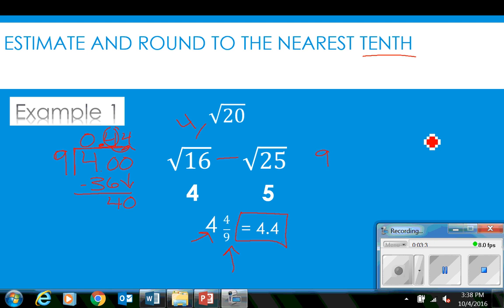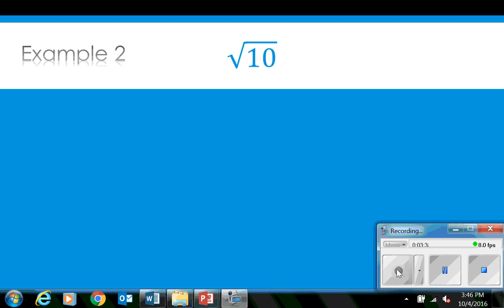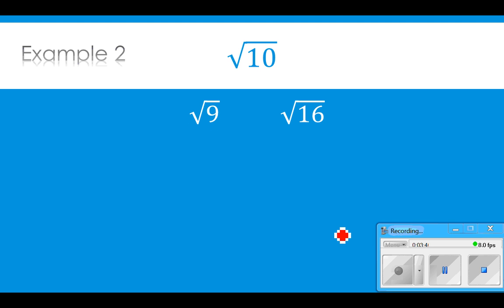Here is example 2, the square root of 10. Go ahead and see if you can do this one by yourself. First thing we'll do is find the two perfect squares it is between, and that would be square root of 9 and square root of 16. Then those two integers would give you 3 and 4.